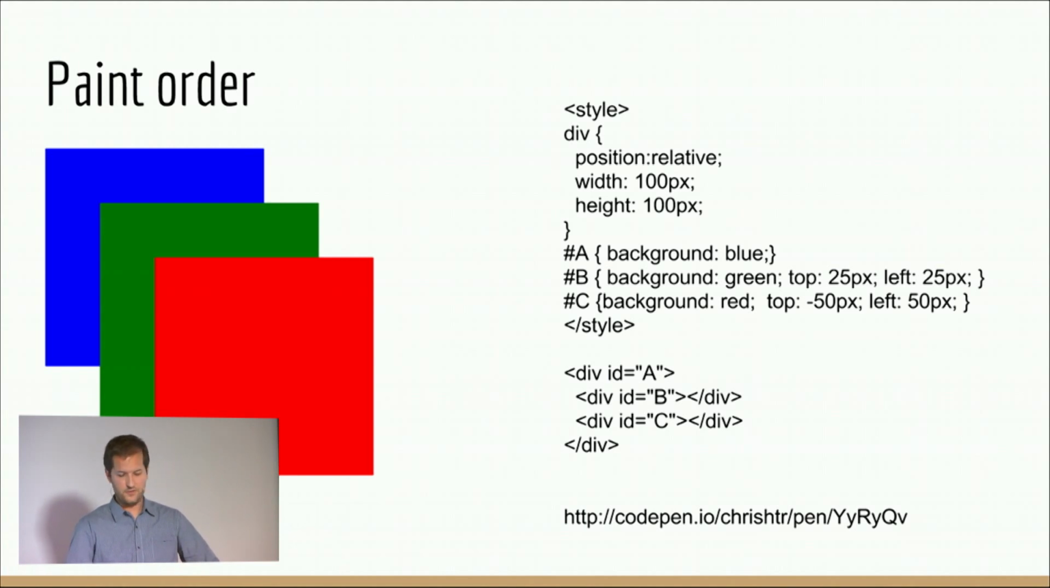Here's a very simple example of an element A, which has two children, B and C. All of them are position relative and have a certain width and height, and I have positioned them so that even though they're children, there's this stacking appearance going on. You'll see that, like I said, by default the paint order is tree order, so the thing at the top, the blue one, paints first, and then the green one, which is the first child, and then the red one, which is the third child.